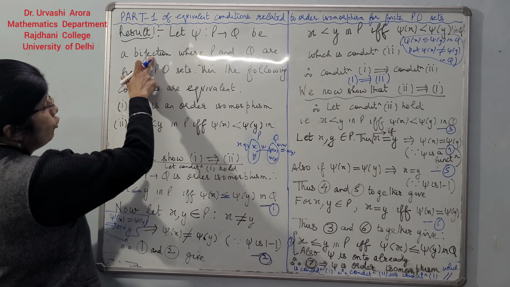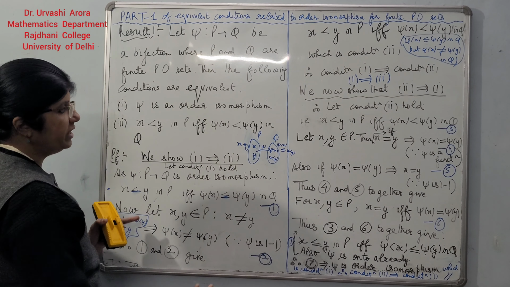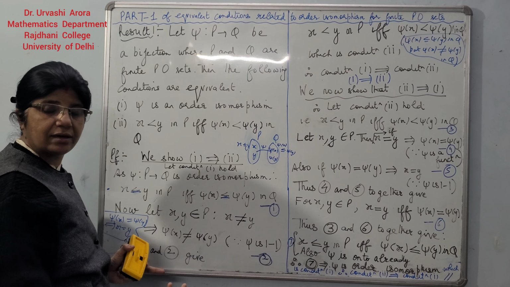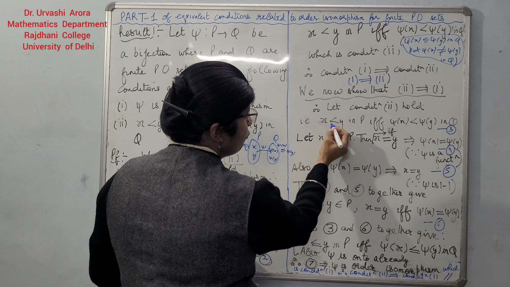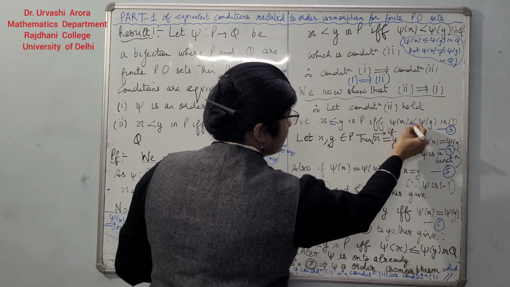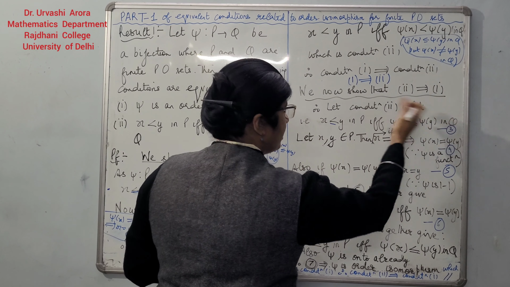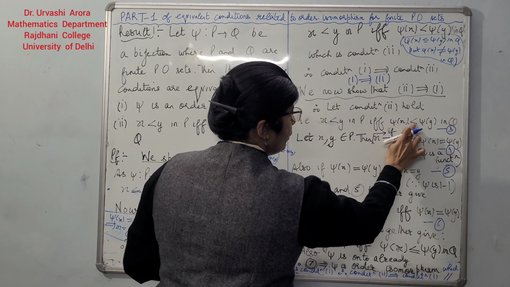Psi is already an onto map because it's a bijection. Psi is a bijection, it is 1-1 and onto. So onto is already there. We only have to show that psi is an order embedding. An order embedding simply means that if x is related to y in P, then psi x is related to psi y in Q, and conversely. So you have to show the equality part also. This is what I'm going to show precisely.